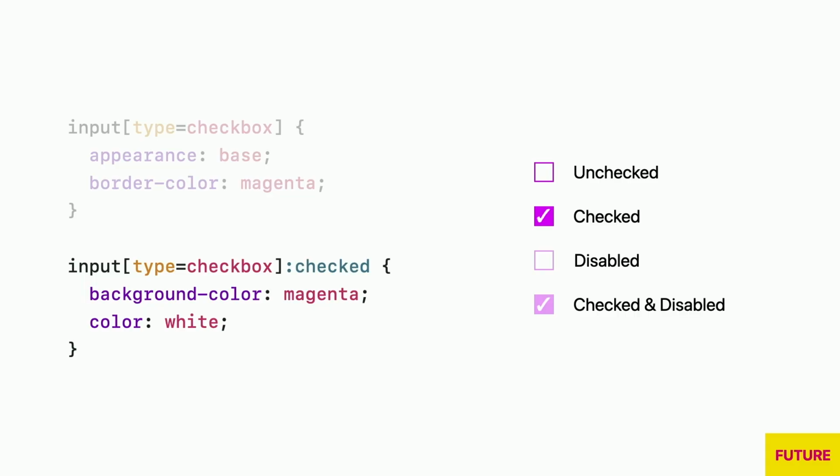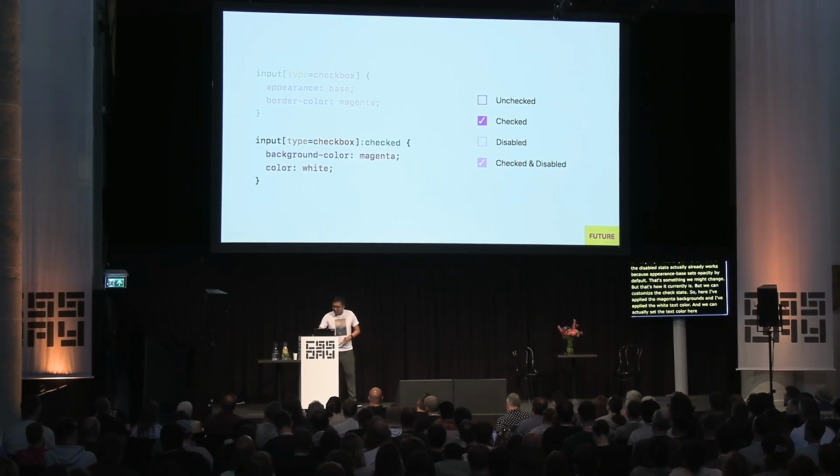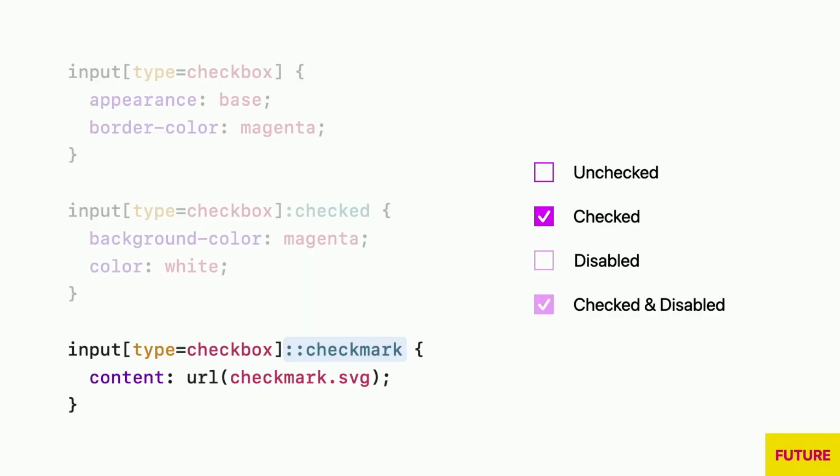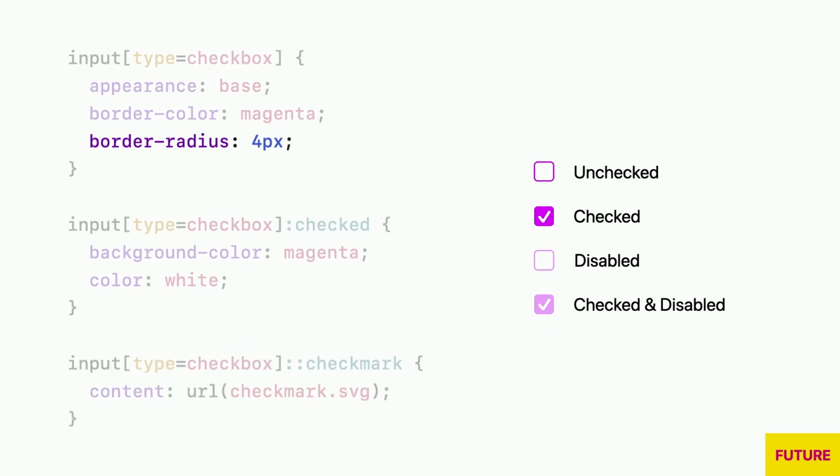And we can actually set the text color here because our checkmark is a Unicode character. But if you don't like the Unicode character, you can change it by setting the content to a custom SVG, for instance, on the checkmark pseudo element. And as a final touch, we can add a small border radius. So it actually looks like a more realistic example.